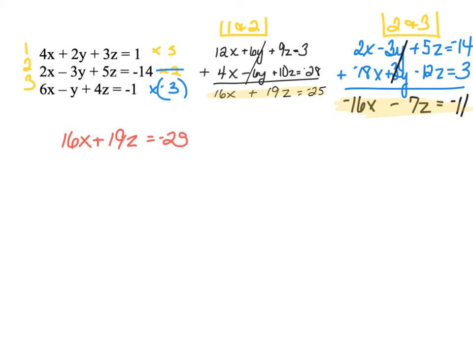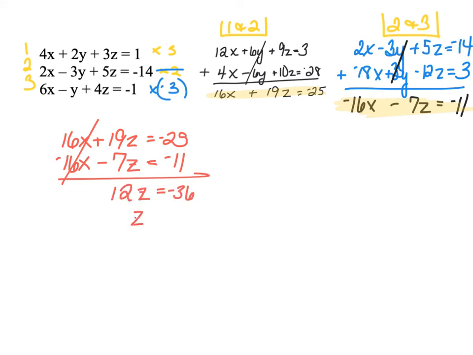But if I didn't, I would just do elimination again, multiply by whatever I need to create those opposites. So stack and add. This time the x's are eliminated, and I get 12z equals negative 36. So if I divide both sides by 12, I get z is negative 3. So as far as my ordered triple, which is my answer here, instead of an ordered pair in the form of x, y, z, I can fill in the z value.